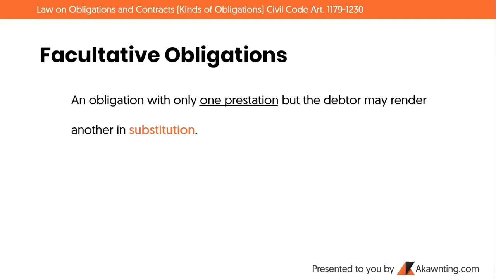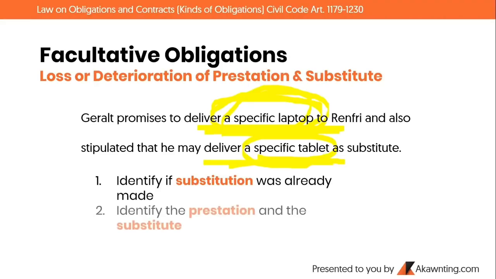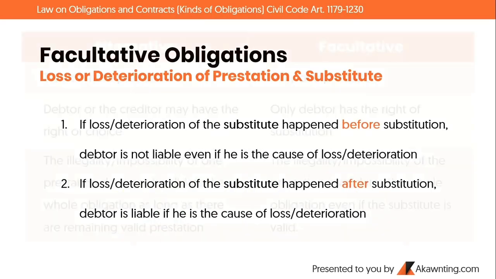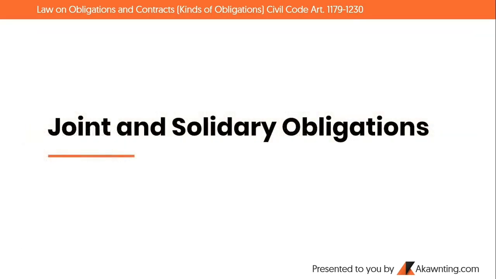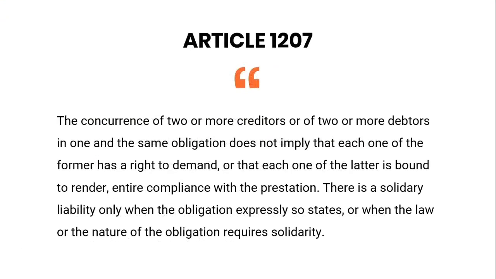Okay, so tama, 1206, tapos punta tayo sa 1207. Yun yung first article under the joint and solidary obligations. So anong sinasabi dito? 1207. The concurrence of two or more creditors or of two or more debtors in one and the same obligation does not imply that each one of the former has a right to demand or that each one of the latter is bound to render entire compliance with the prestation.